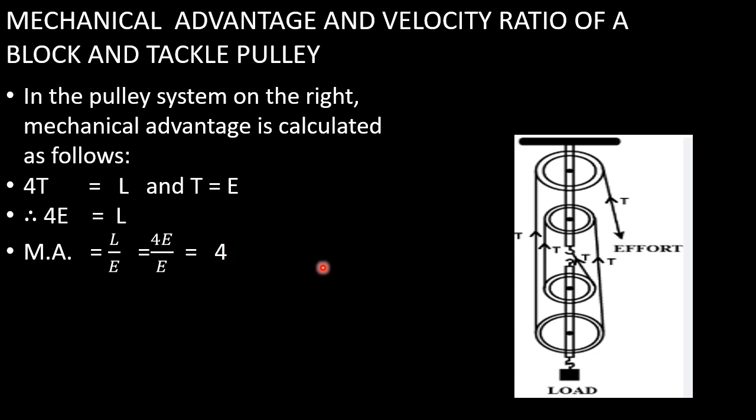All right, notice that this 4 is just the same as the number of sections of the string. 1, 2, 3, 4, or simply count the number of wheels. Coincidentally, the numbers are the same. The number of wheels and the number of sections are also the same. So mechanical advantage is equal to 4.